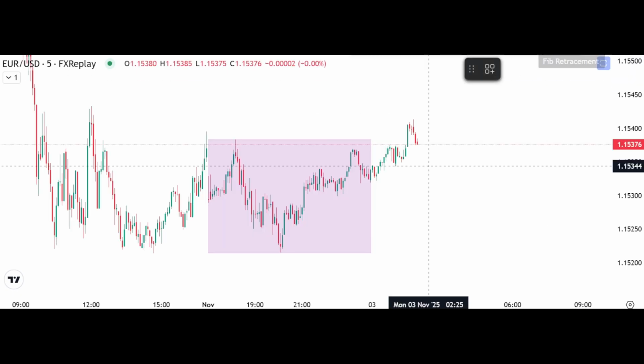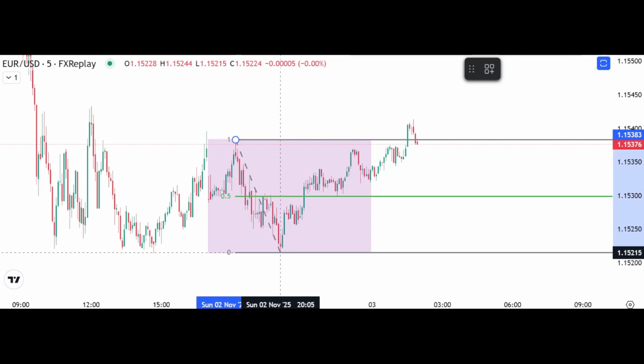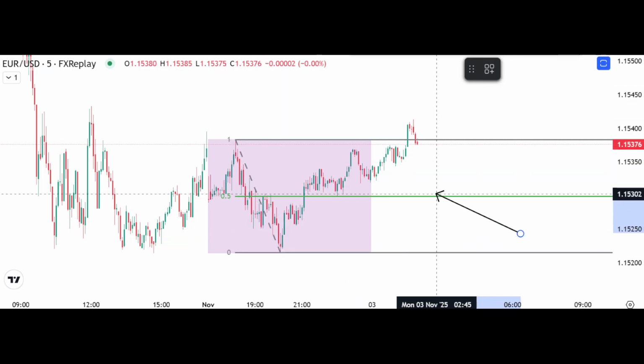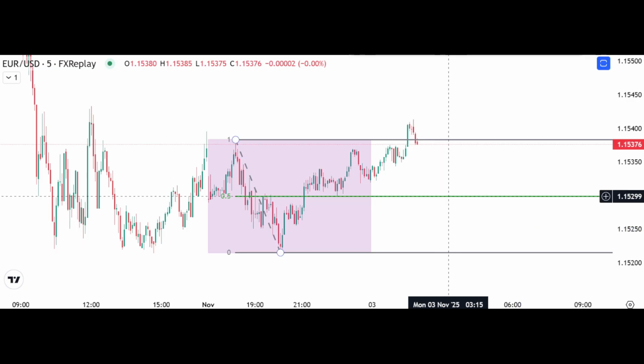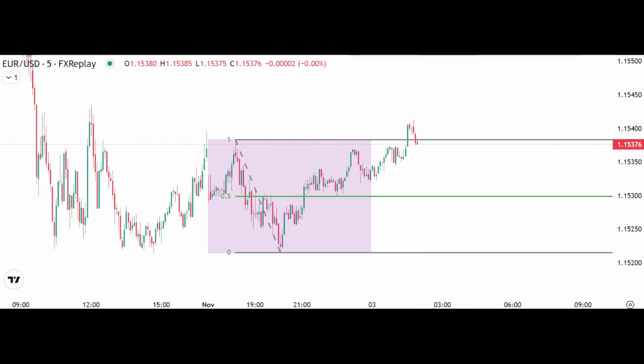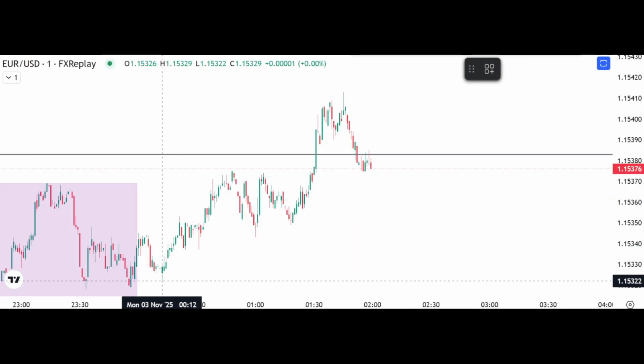First thing we will do is mark Asian high and Asian low like this. I use a Fibonacci. As you can see, this is the 50% of the Asian high and low. What we are waiting for is liquidity sweep. As you can see, price swept the Asian high. Now we go to 1 minute. We will follow the price like this.